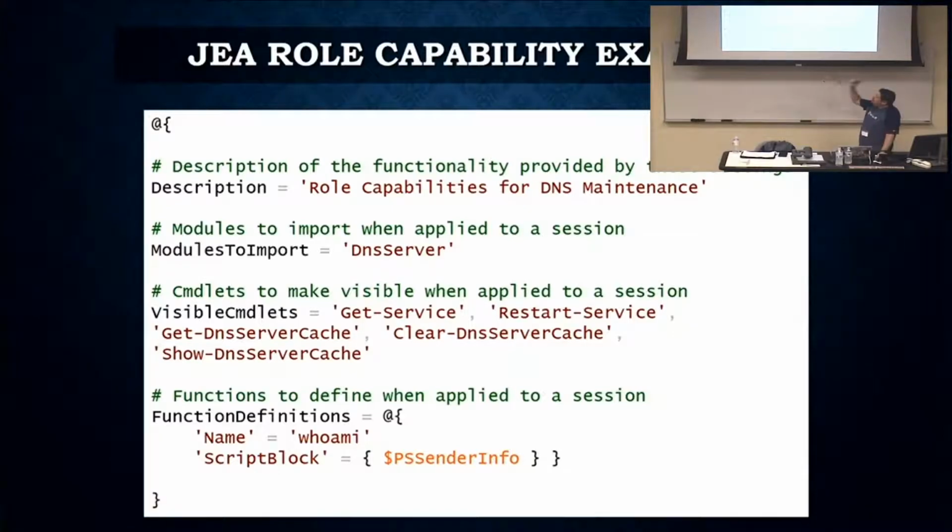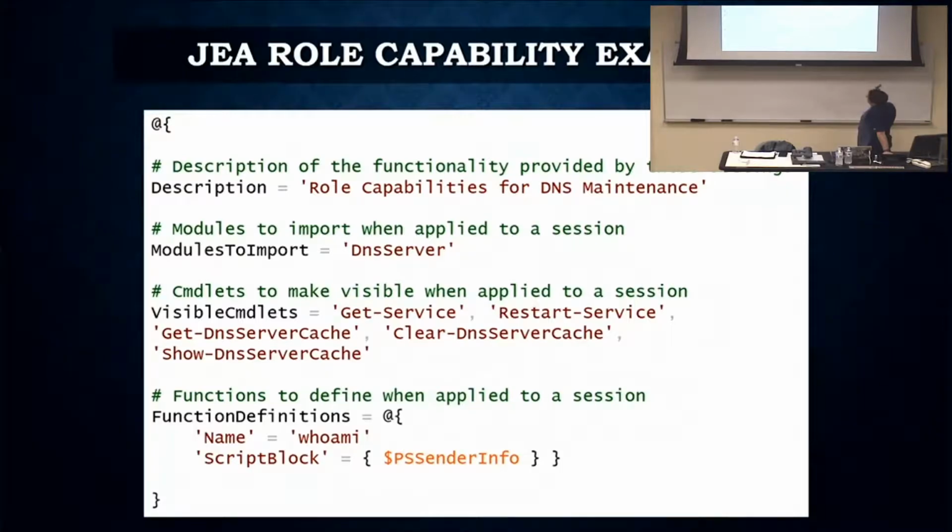I have my visible commandlets. Everything else from all the providers and anything that's there in PowerShell is not available. I only have these commandlets. Now you can go further and even provide things like parameters that are valid and even the values for the parameters. Like if I want to make sure they stay on localhost or loopbacks and things like that, I can even put that into these.